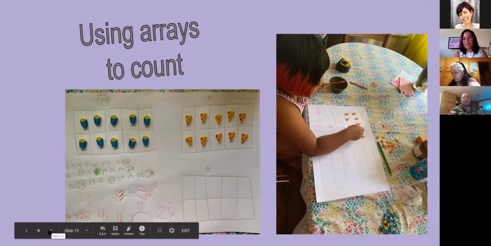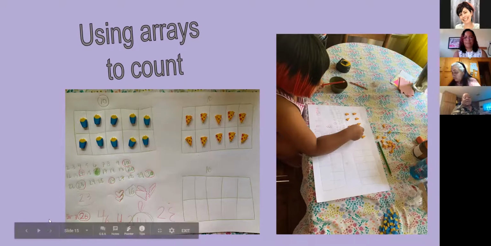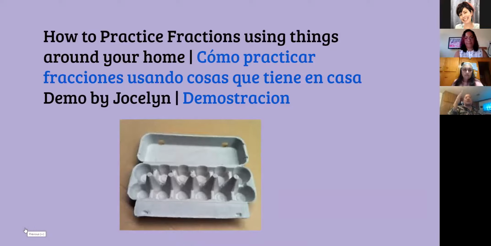Ms. Jocelyn, did you want to add something? You can use things around the house like egg cartons, wine racks, cabinets, if your cabinets are lined up, tiles in the bathroom or in the kitchen, linoleum squares, and sometimes your windows. Sometimes you have windows that have multiple squares.